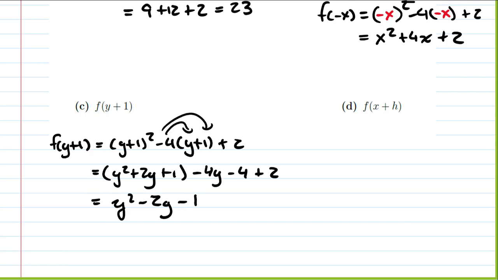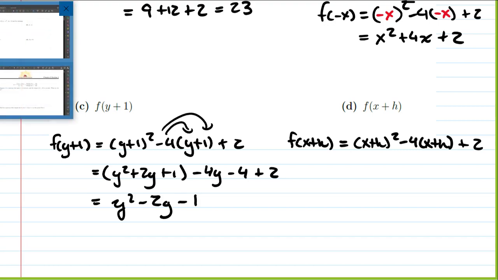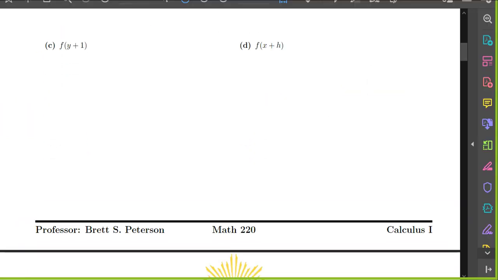We can do the same thing with more than one variable. So if we go f of x plus h, we would then have x plus h squared minus 4 times x plus h plus 2. And we could once again multiply all that out and simplify, but that is also a perfectly good answer depending on what we're trying to do.